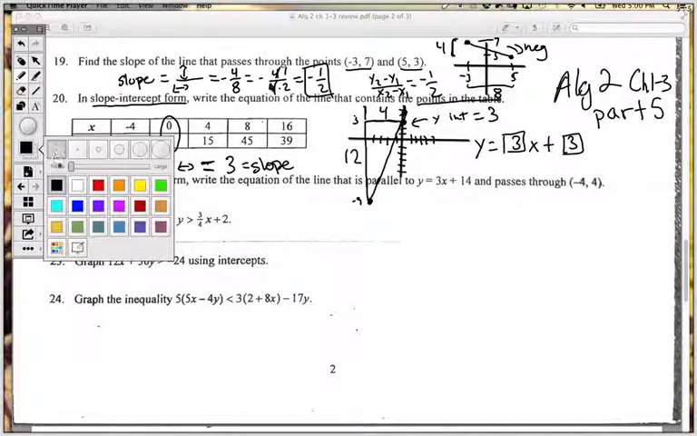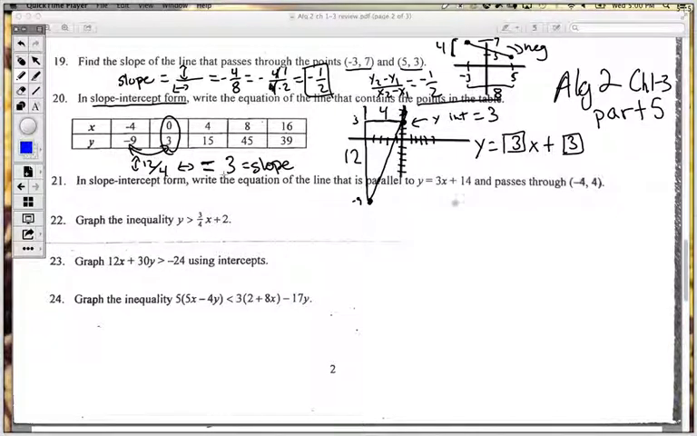All right, let's take a look at something else here. I'm going to change colors a little bit just because we're starting to overlap into multiple questions. It says in slope-intercept form, so that means I'm going to have to end up with something like this.